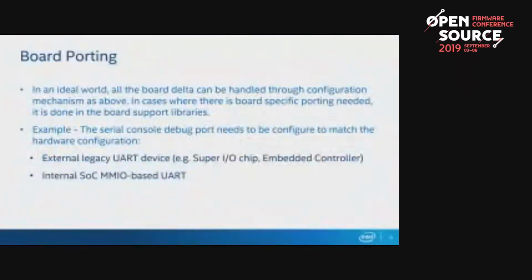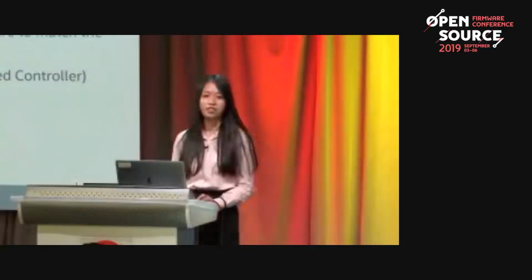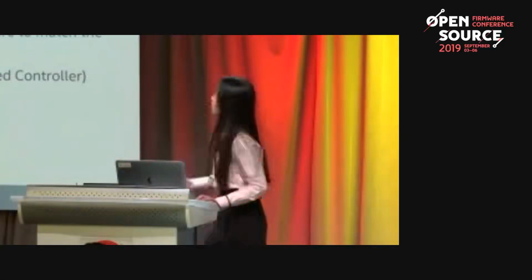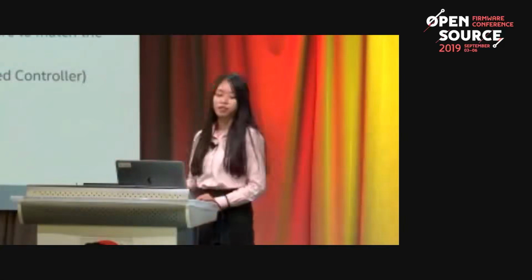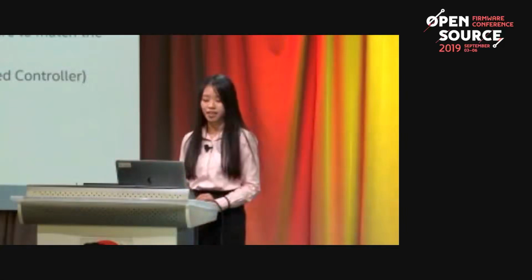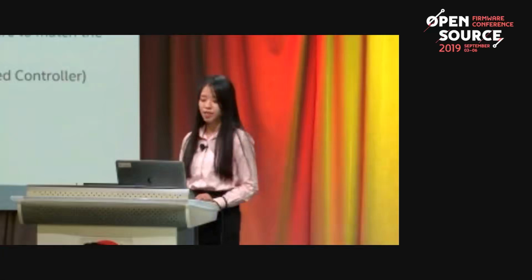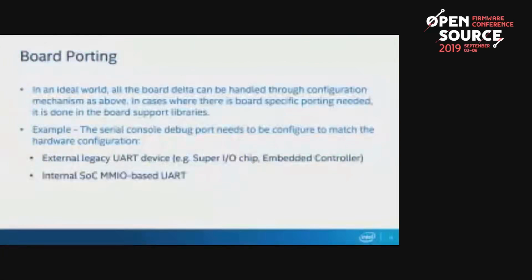So ideally, the configuration can be done by using the config editor tool, but there are cases where board specific code is needed. So you can do it in the board support library. And for example, the serial console debug port, you need to configure to match the hardware configuration. And you can do that by using the external legacy UART device, for example, the Super I/O chip and embedded controller. Or you can use the internal SoC MMIO based UART.